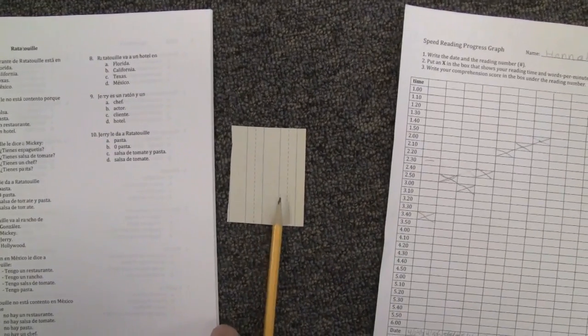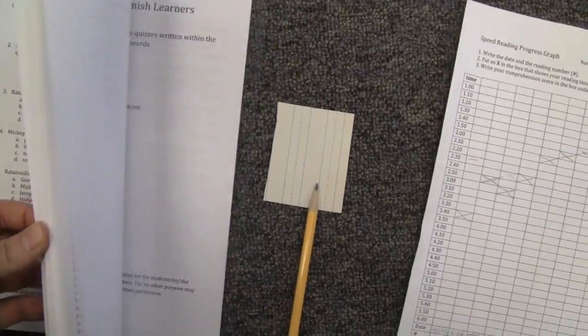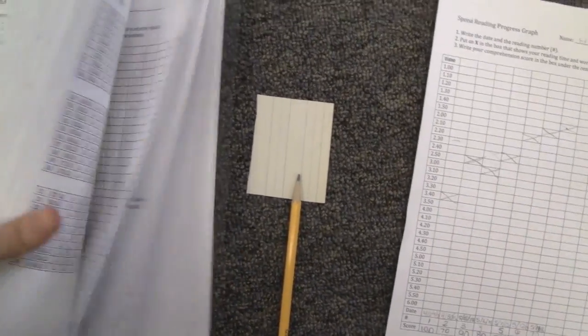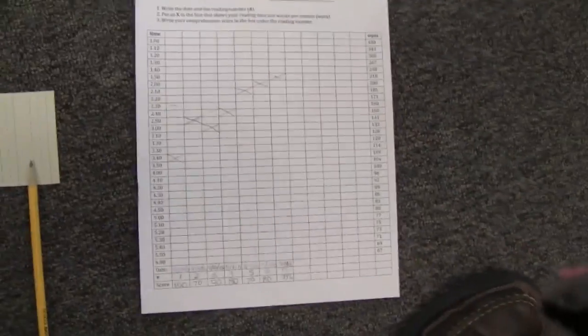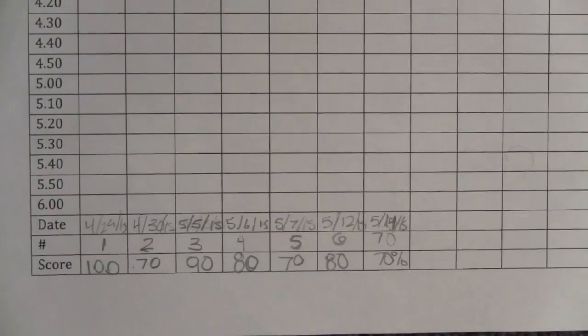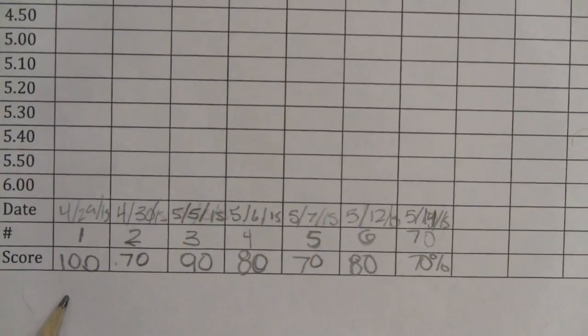When the student finishes marking all answers to all 10 questions, she flips to the answer key. Okay, so we flip at the back. Here we are, the answer key. She checks her own answers, and then, once knowing how many she got right out of 10, she can record that on her graph. You can see here she wrote, on the first one, she actually got 100.